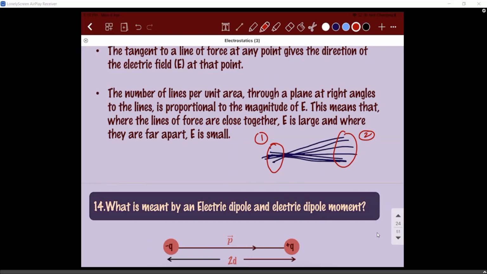This has a very important name, which we'll be seeing in the subsequent topics. These number of field lines through a unit area has a specific name called flux. We'll see about that in the subsequent topics.